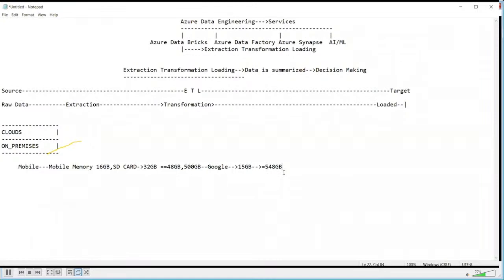Now, one fine day, I lost my mobile phone, guys. That is my query. When I lose my mobile phone, I cannot trace it. Now I have to buy a new mobile phone, so I bought one. Once you buy a new mobile phone, guys, please tell me, can you recollect this 48 GB? Can you recollect this 500 GB memory or not?